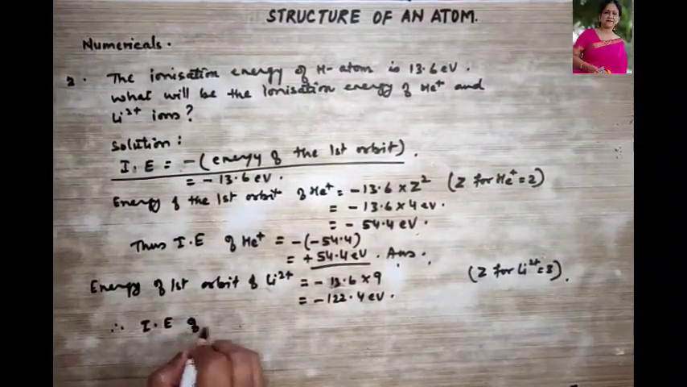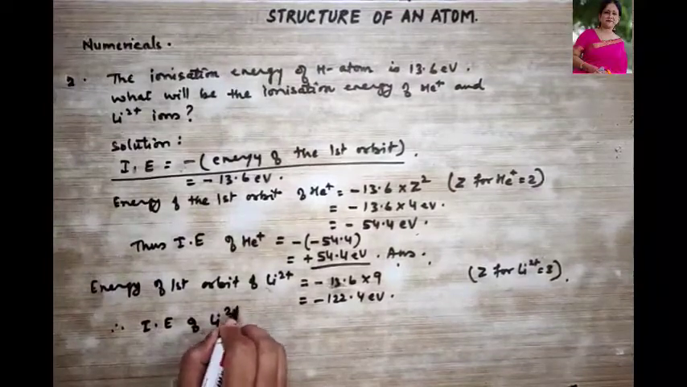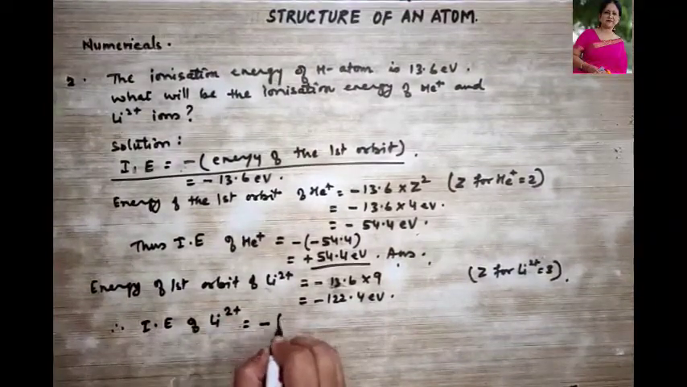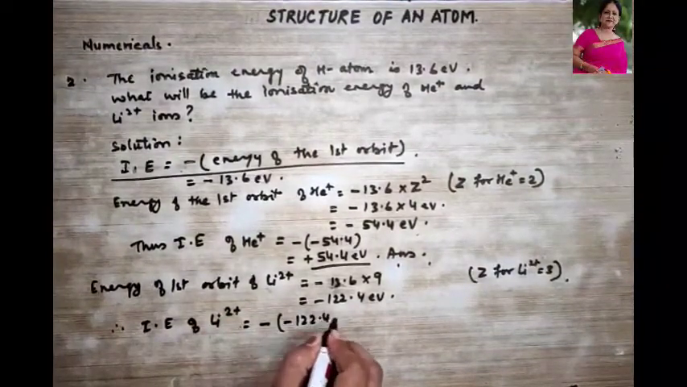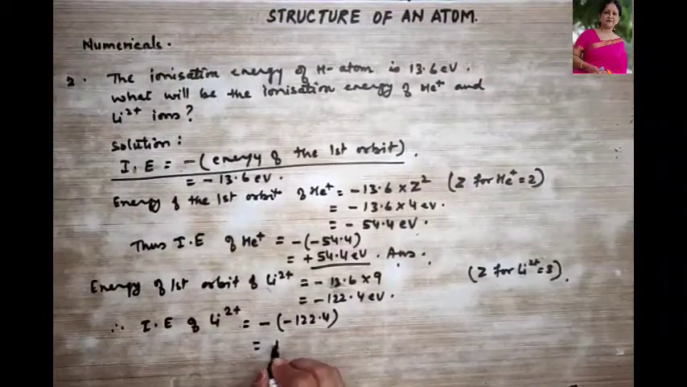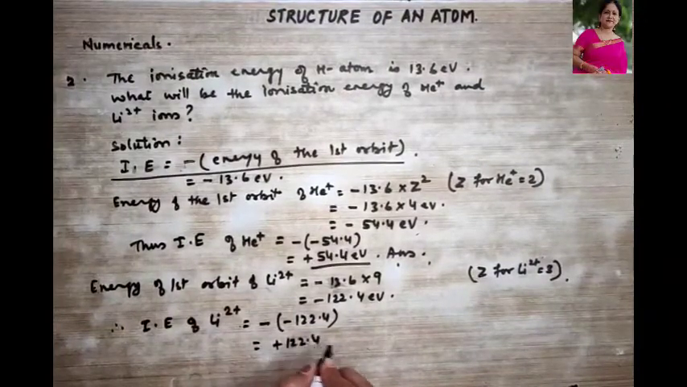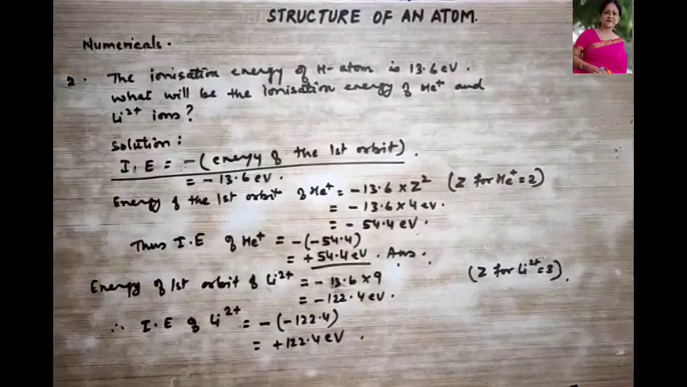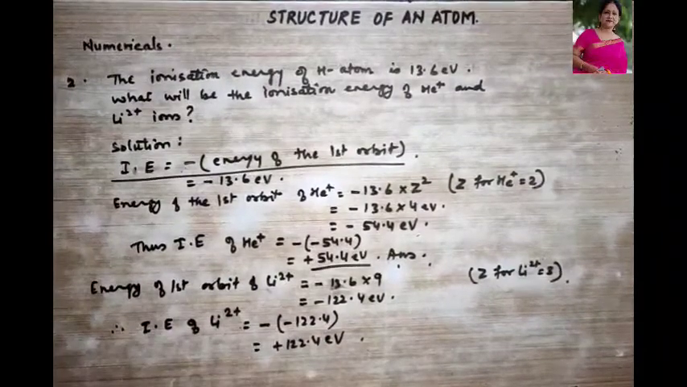Therefore the ionization energy of lithium 2 plus will be equal to what? Minus minus 122.4. This is equal to plus 122.4 electron volt. I hope it is very clear to you.